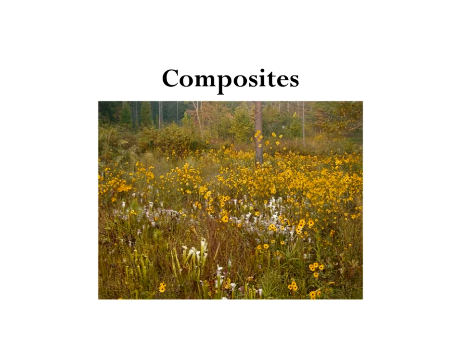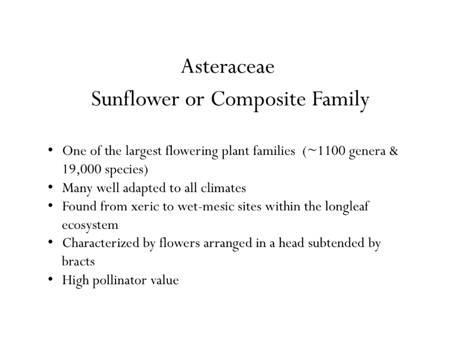So that's just some of the common grasses. Let's go into some of the composites. And when I say composites, I mean plants that are in the sunflower or Asteraceae family. And they get that name because the flowers are arranged in a composite head that's subtended by bracts. That's why they're called composites.